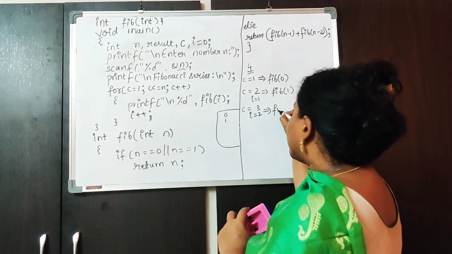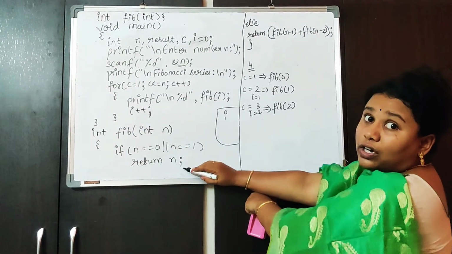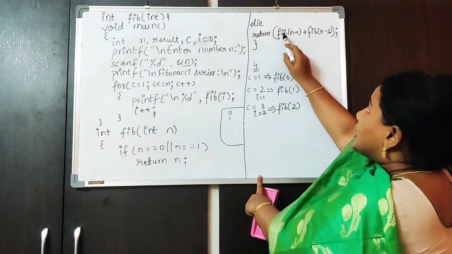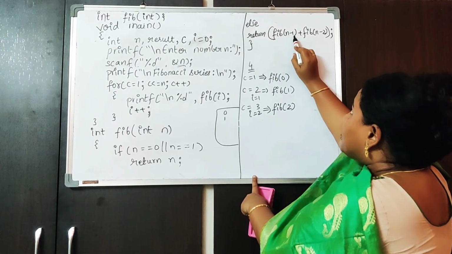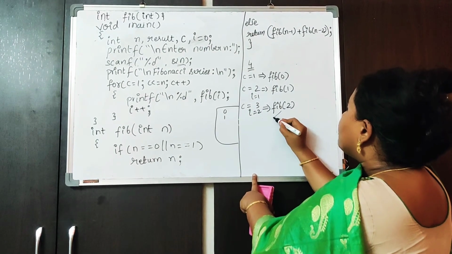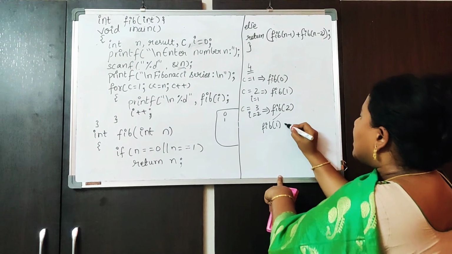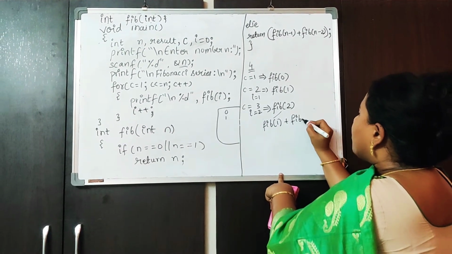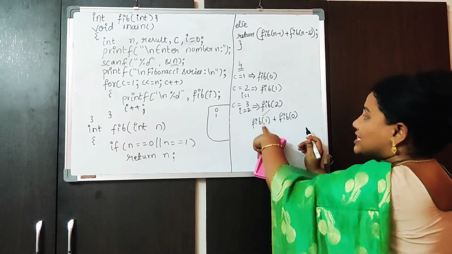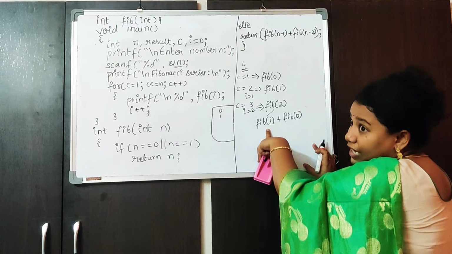Now what will I try to write? Fib of 2 will be called. If Fib of 2 is called, what happens? It is not equal to 0, not equal to 1. I will go to the else part. What happens? Fib of n minus 1 plus Fib of n minus 2. What does that mean? Fib of 2 will call Fib of 2 minus 1, that is 1, plus Fib of n minus 2, which means 2 minus 2. What is the answer? 0. So this is a function call and this is a function call. A function calling itself is called recursion.